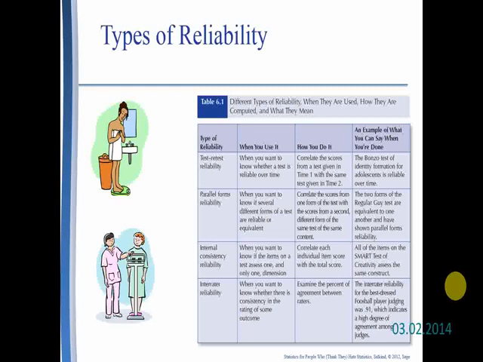Internal consistency. So say for example you have a depression inventory or a PTSD scale or something like that. Each item should correlate, and there's a statistical formula for it, with the final score of that.